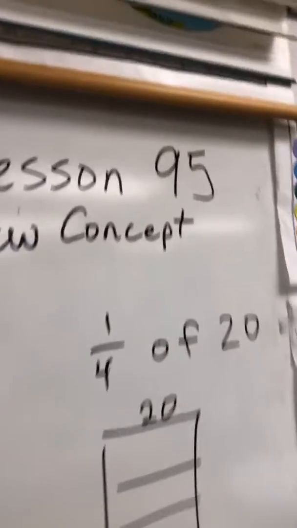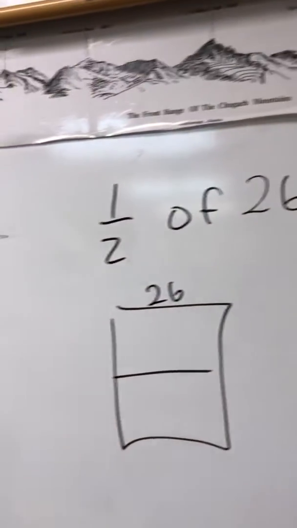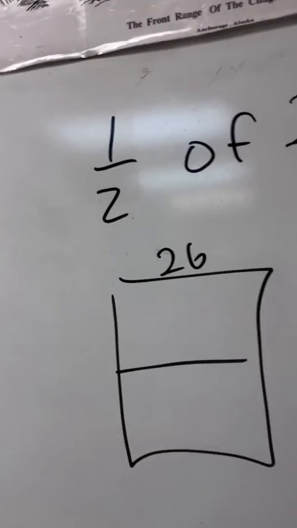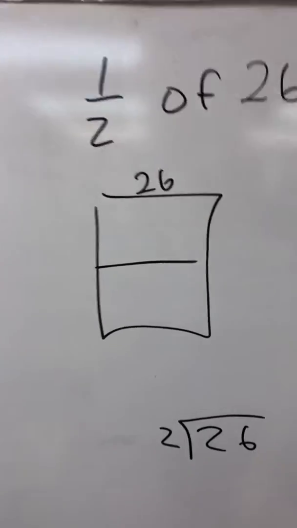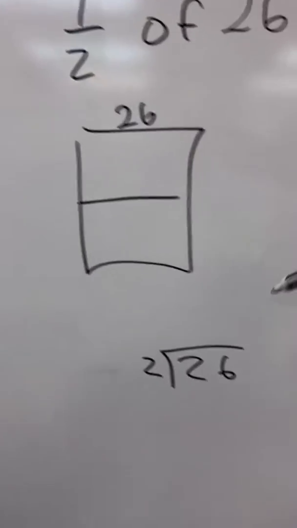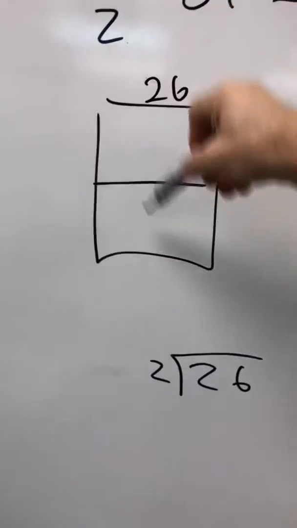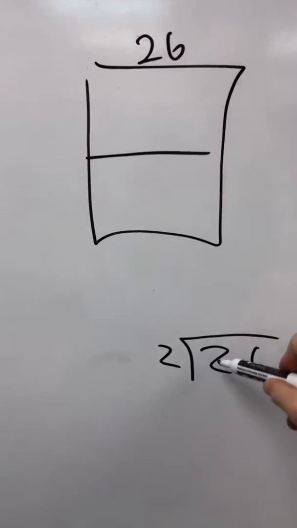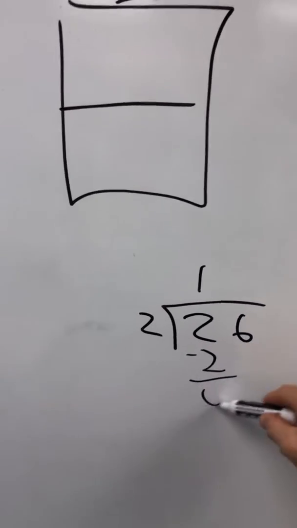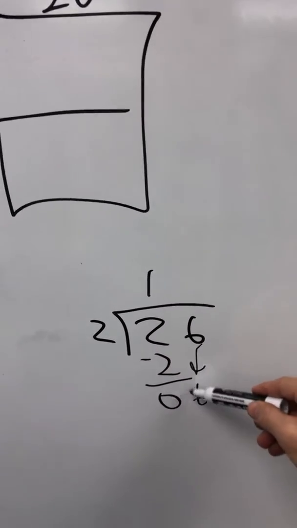Math lesson 95, new concept. And the bell's ringing. So if you remember, we had 1/2 of 26. Okay, how do we do that problem? We did 1/2 of, then we get our work over here. 26 divided by 2, because we're splitting it into 2. Okay, so 2 goes into 2, 1 time. 2 times 1 is 2. Subtract, 0. Is 0 less than 2? Yes. Bring down my 6.